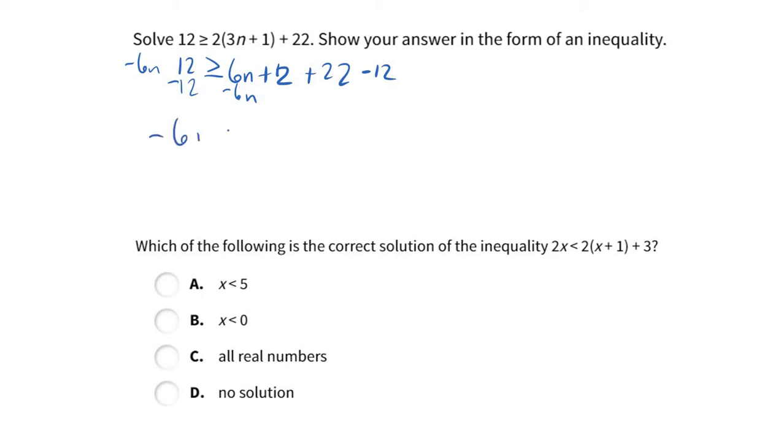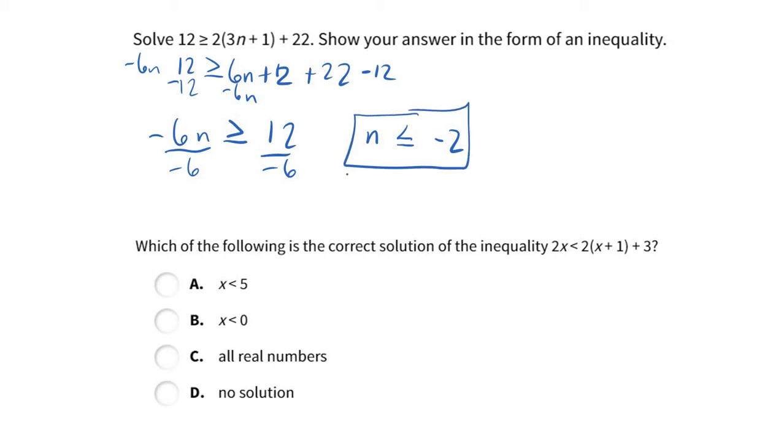So now I have minus 6n is greater than or equal to, well, let's see what we've got. So 2 plus 22, that's 24, minus 12. So I have 12 on that side. Now I'm going to divide by negative 6. Now here's an example I was just talking about. I'm dividing by a negative, so I'm going to reverse this symbol. So n is going to be less than or equal to negative 2. And that would be my solution there, okay?